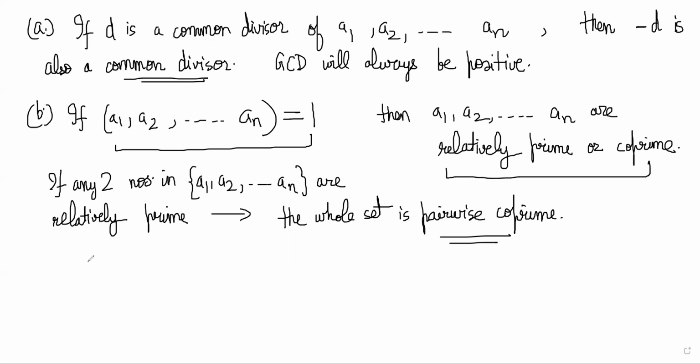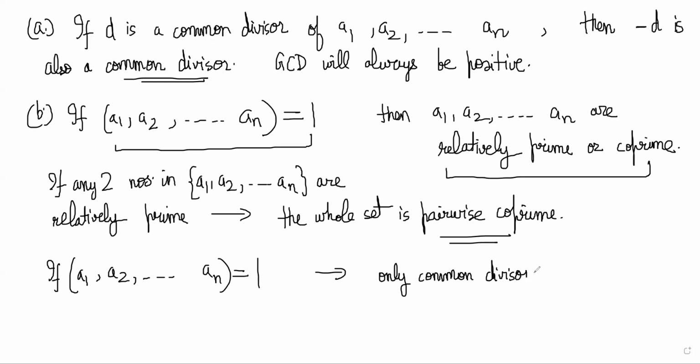So the difference is that you could be relatively prime, but you do not have to be pairwise coprime. But if you are pairwise coprime, then you are definitely relatively prime also, right? So that is an obvious statement. If you think about it, you should realize. Now, one thing to add here is that if GCD of A1, A2 is 1, then we can say that the only common divisors for these integers are plus or minus 1. These are the only common divisors.